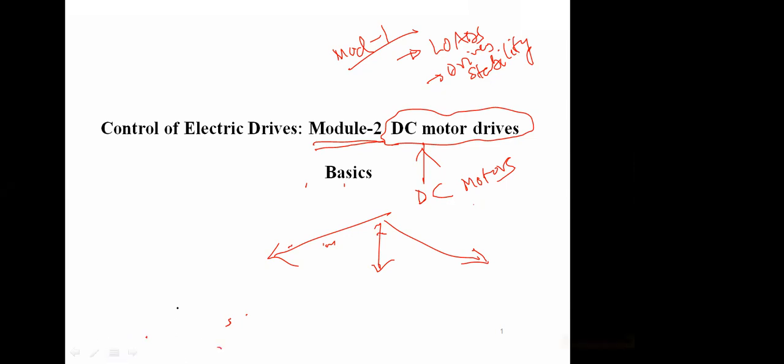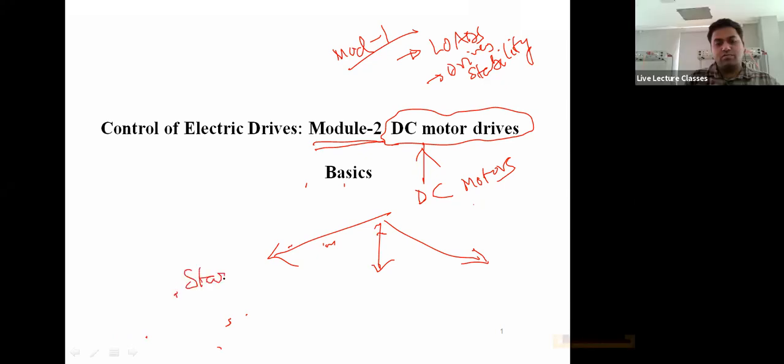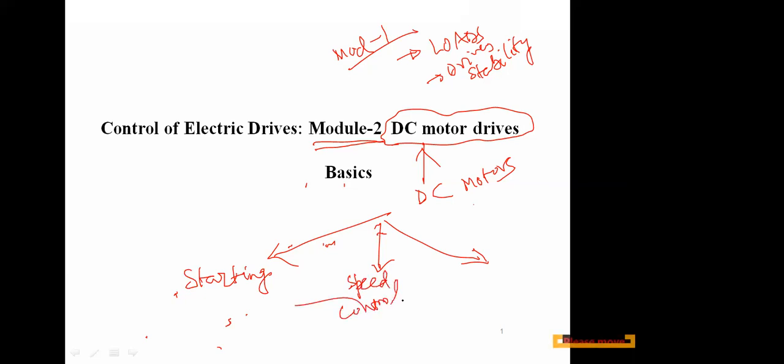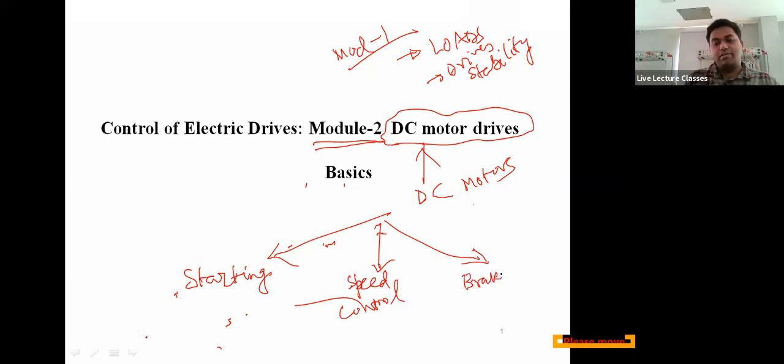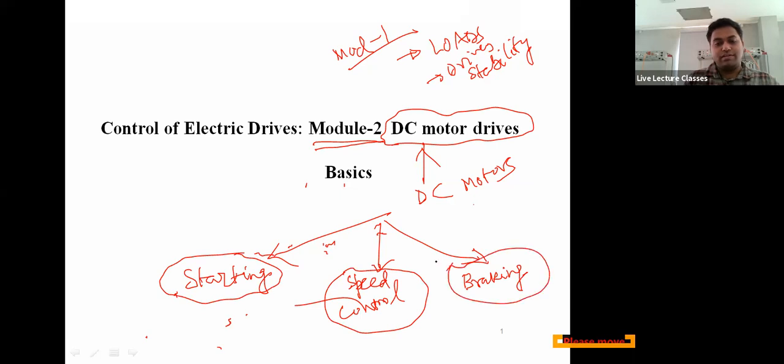So first of all, your work will be to start. So starting, then speed control, acceleration, deceleration, and then finally braking, right? So every drive has to make these 3 things happen. This is the ultimate aim of any drive. One has to start, then speed control means acceleration or deceleration, and then you have to brake, right?